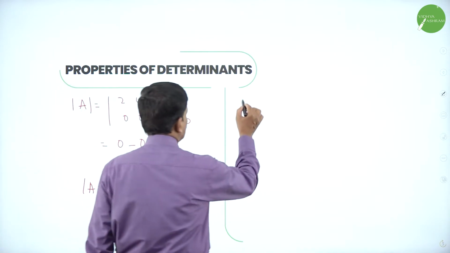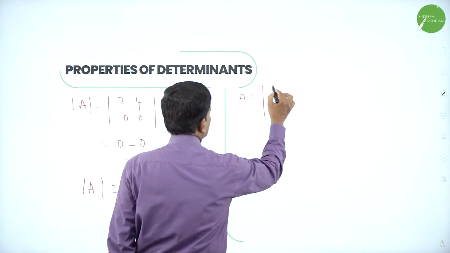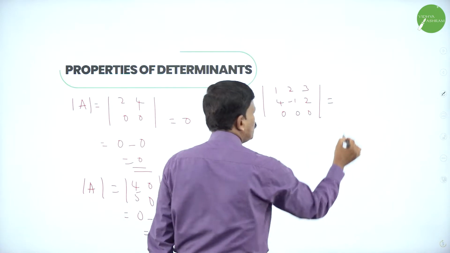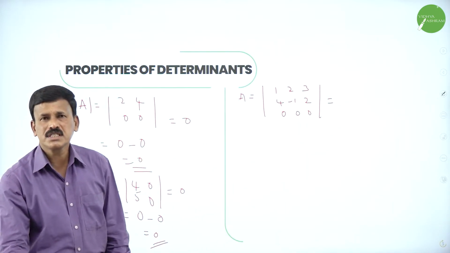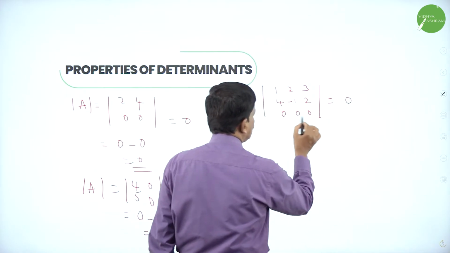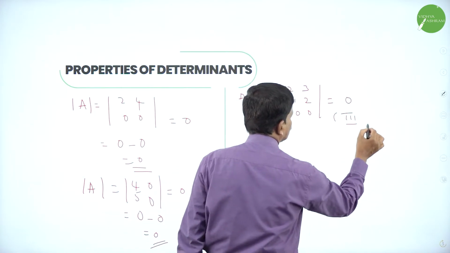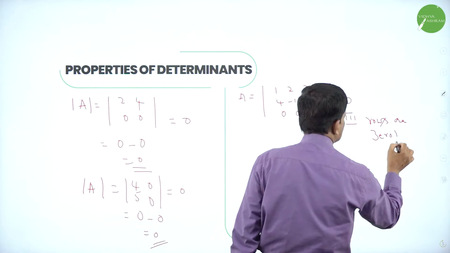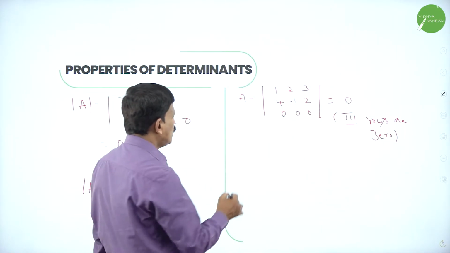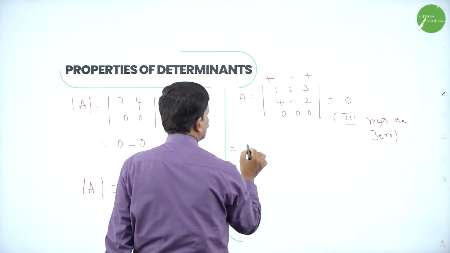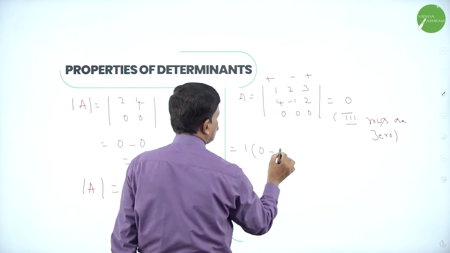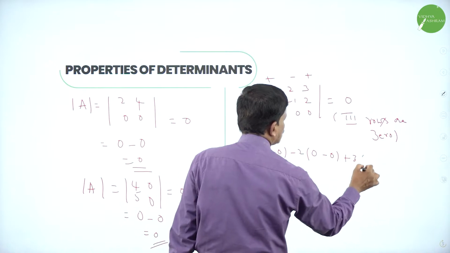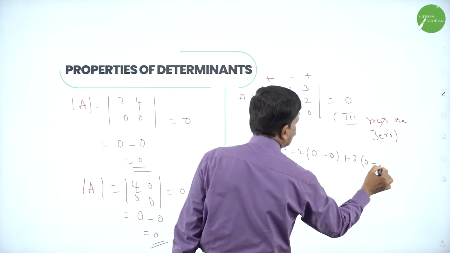Let us take a 3 rows, 3 columns determinant. Let us consider the determinant 1, 2, 3, 4, minus 1, 2, 0, 0, 0. According to the definition, the value of this determinant is equal to 0 because all the elements in the third row are zeros. Let us expand this, plus, minus and plus. So 1 into 0 is 0, minus 0, minus 2 into 4 into 0 is 0, minus 0, plus 3 into, delete this, 4 into 0 is 0, minus 0.